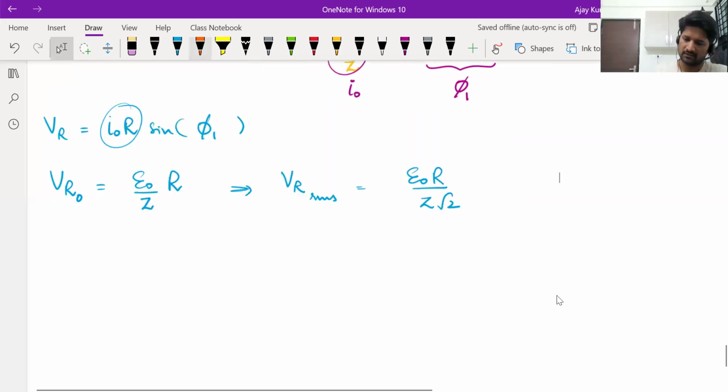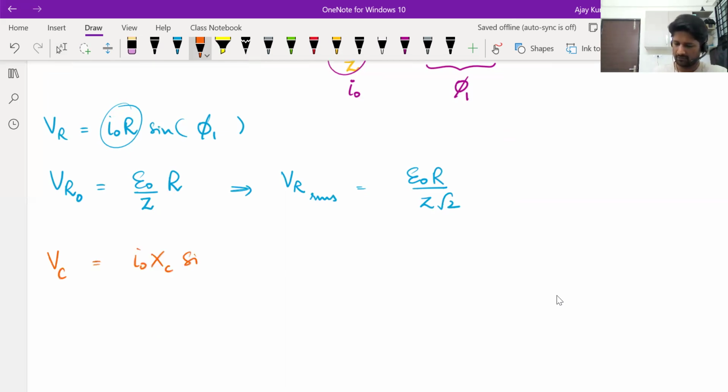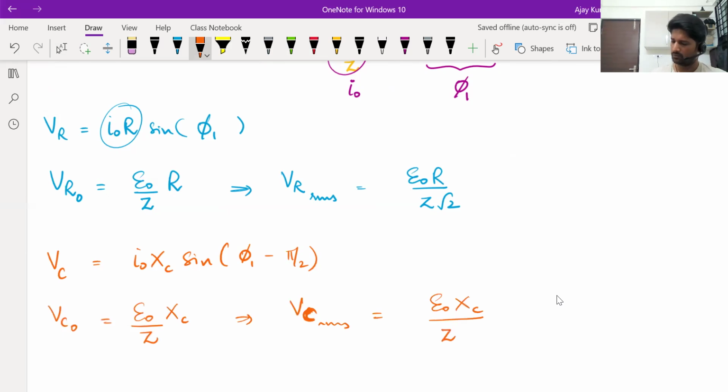Okay. Next, voltage across the capacitor is I0 into XC sine of the phase of the current function. Now the capacitor makes current lead, means voltage lag. So minus pi by 2. That means the peak voltage across the capacitor will be I0, which is E0 by Z, into XC. And that also means the RMS voltage across the capacitor will be E0 XC by Z root 2.